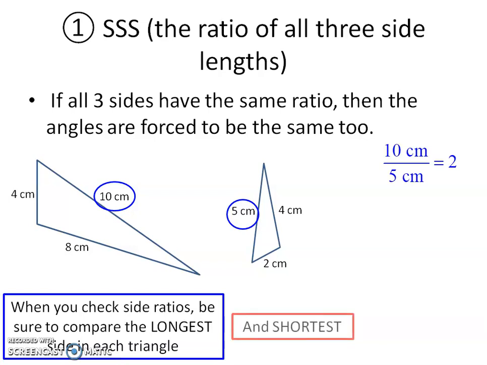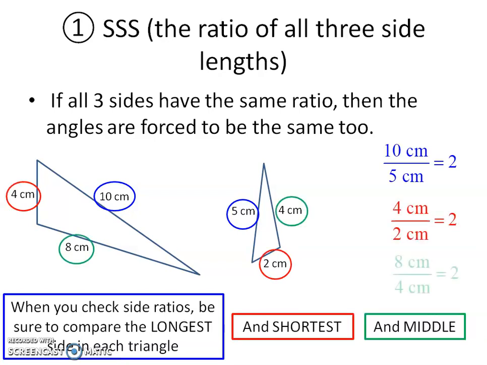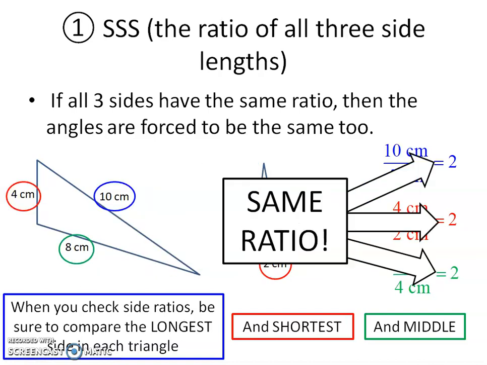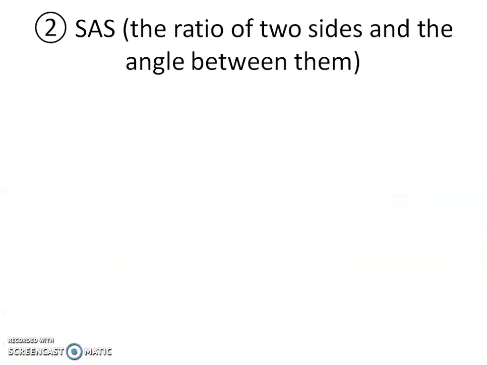So that ratio is 2. When I check the two shortest sides, 4/2 is also a ratio of 2, and the middle sides work out the same. It's tough to tell here, but these angles are forced to be the same. This angle here between the 4 and the 5, blue and the green, is forced to be the same angle as here between the blue and the green. And same for the other angles too. So that's one of the three minimal conditions. And since that ratio is the same, they're similar.